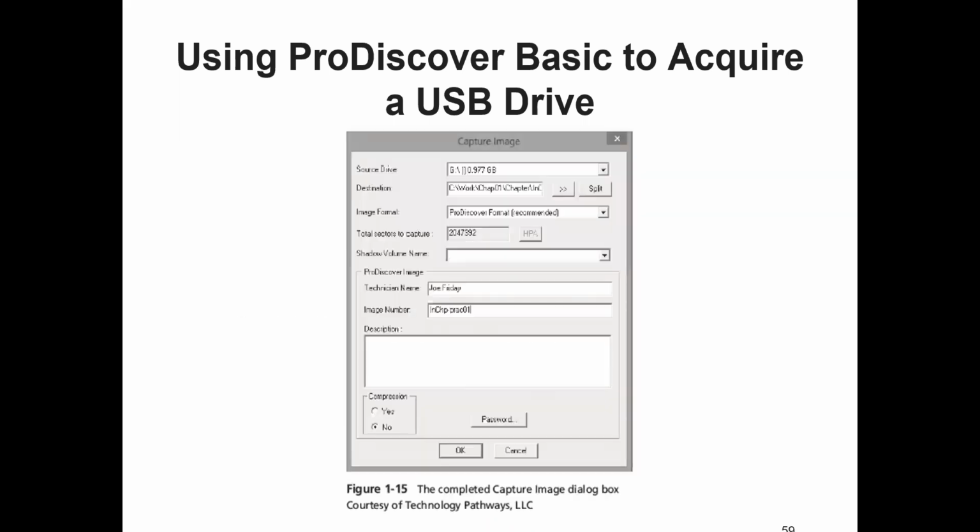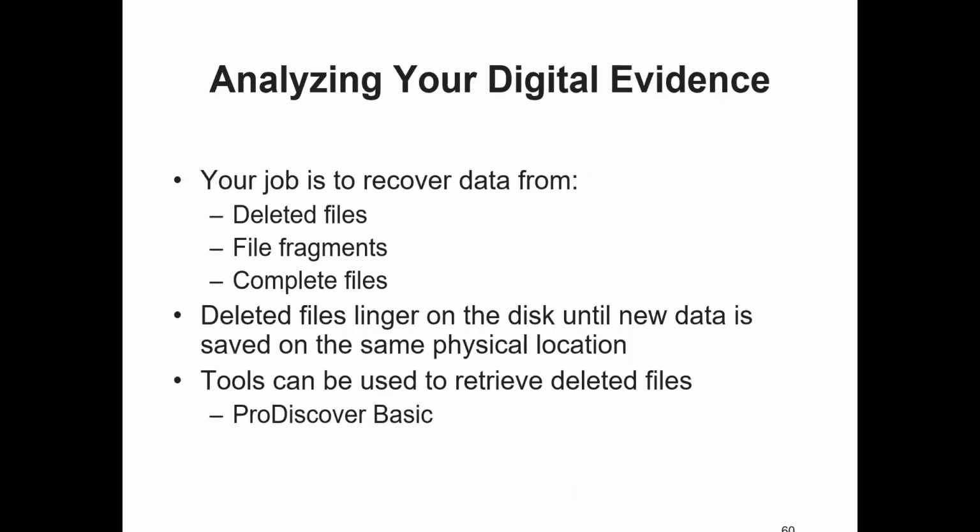So these parts, I'll just take you through the little bits of them here. And you look at the way they filled in the technician's name, Joe Friday, and the image number. Usually using the current date would be good because a date can never be repeated. Time even can never be repeated. So look for an image number and name that is consistent.